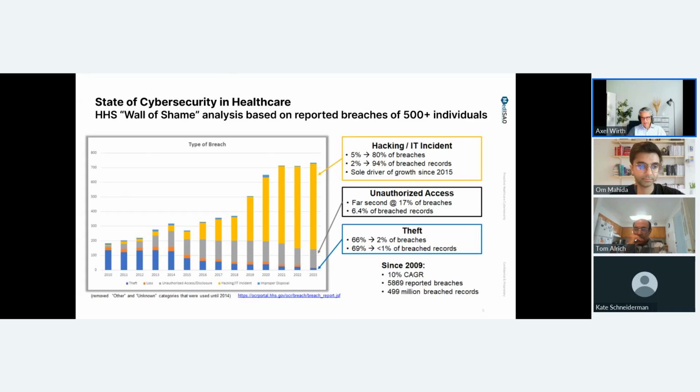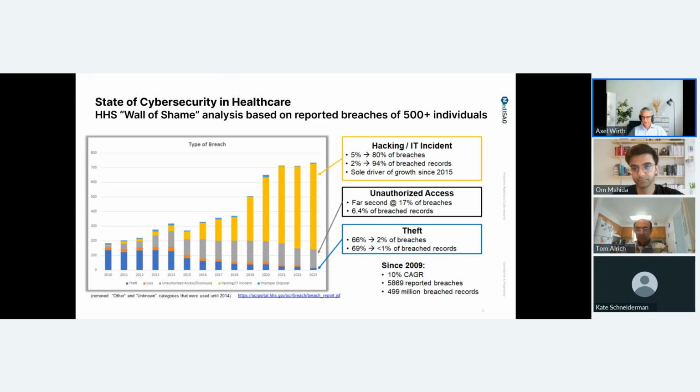So again, just to set the stage, here in the US, since 2009, we have mandatory reporting of data breaches that impact protected health information, PHI, and impact more than 500 individuals. Those breaches need to be reported to Health and Human Services, and they get published in a database that is commonly referred to as the Wall of Shame. So we have an opportunity to analyze now 13 years of data and understand the big picture trends in the healthcare industry.